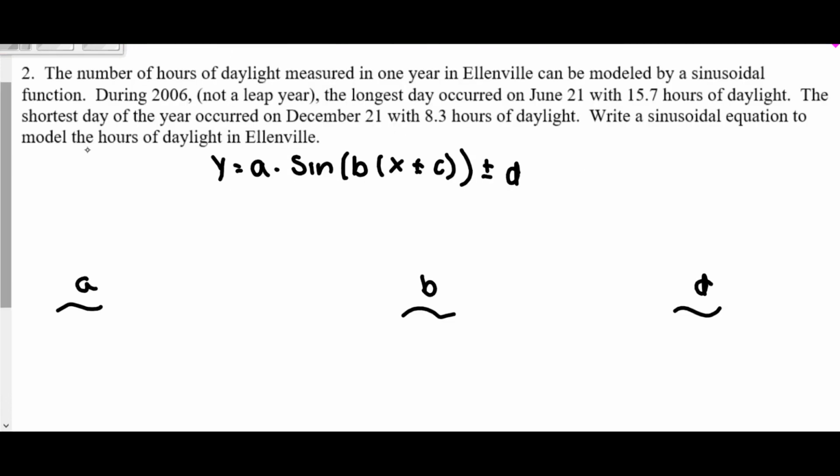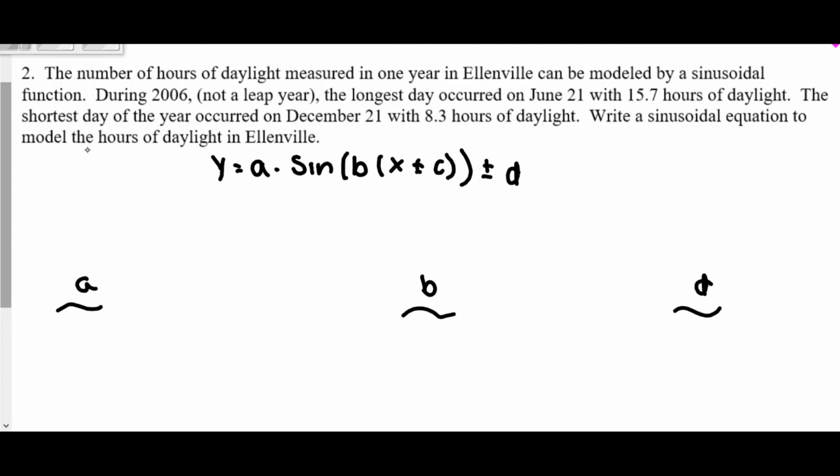Number of hours of daylight measured in 1 year in Ellenville can be modeled by a sinusoidal function. During 2006, not a leap year, the longest day occurred on June 21st with 15.7 hours of daylight. The shortest day of the year occurred on December 21st with 8.3 hours of daylight. Write a sinusoidal equation to model the hours of daylight. So all I did was write down the general equation of a trig function. y equals a times sine bx plus or minus c plus d. And we need to use this information given to us to fill in those missing values.